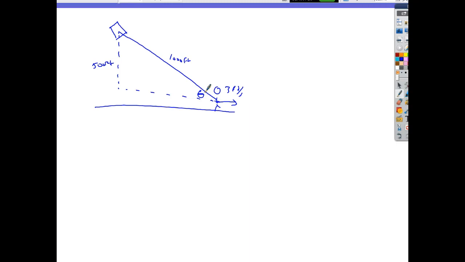What? Does the 1,000 feet change? 1,000 feet? That's the length of the string. Is that going to change? Well, yeah, it's going to be straight the whole time.